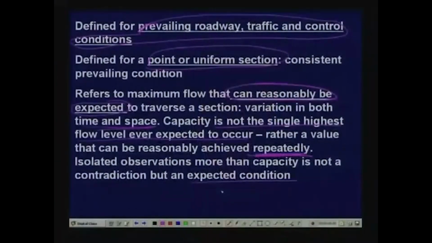If you measure traffic flow and express it in terms of flow rate, sometimes you may get even a value which is higher than the prescribed capacity of that facility under prevailing roadway, traffic and control condition. It is not a contradiction to capacity definition. You should not think that since you have observed a flow more than the prescribed capacity, there is something wrong. It is not a contradiction, but an expected condition.